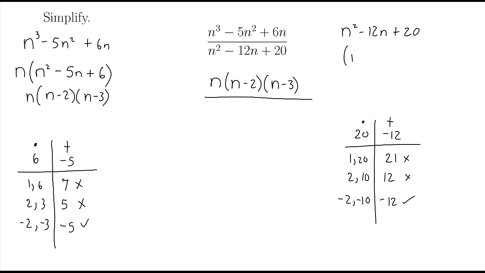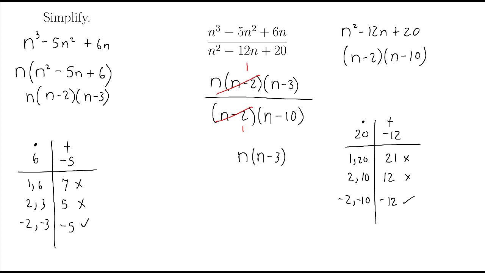So this factors to n minus 2, n minus 10. I just wrote the wrong number there. Okay, there we go. So now, n minus 2 and n minus 2 will cancel each other out. They're both 1, right? So that could be thought of as 1 times n minus 3, which is the same thing as not having the 1 there at all. And then 1 times n minus 10 is going to be n minus 10. So there we go. There's our simplified expression.